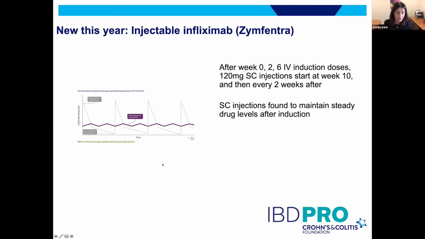This is a little schematic of what the drug levels look like. So the thought is that with IV infliximab, you have this giant peak when you get an infusion, and then it degrades over the 8 weeks between infusions. Whereas with an injection, you don't get to that giant peak right after the shot, but you have a more steady level. And so this is something to think about.